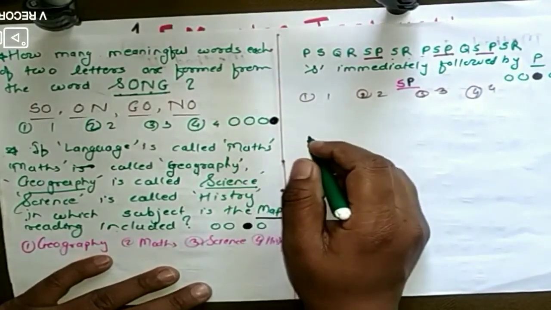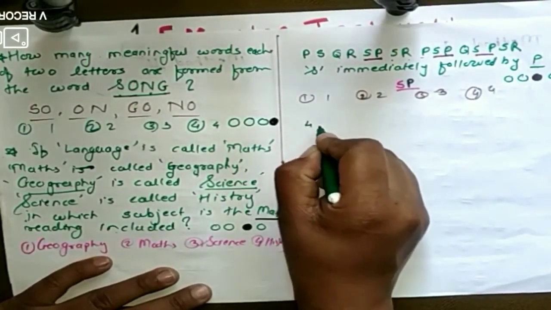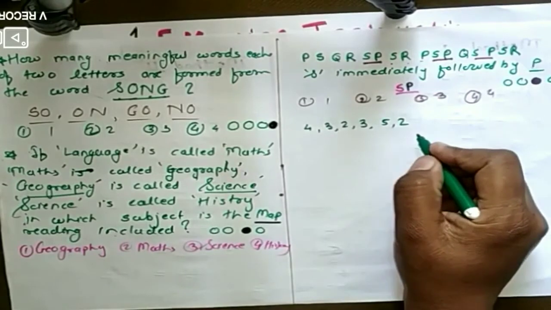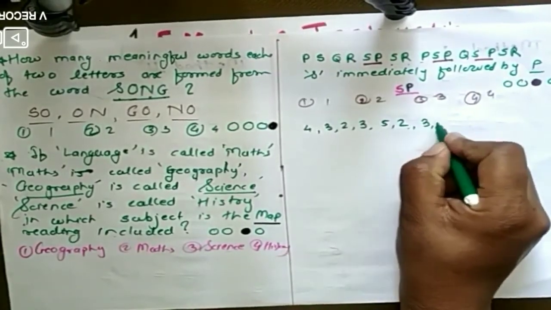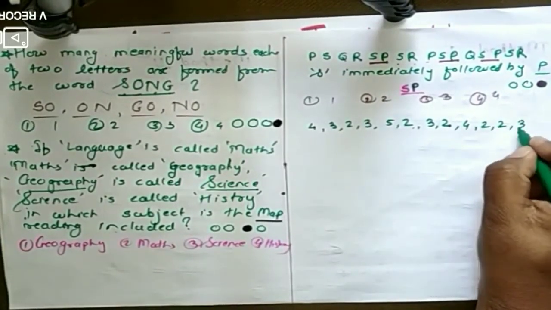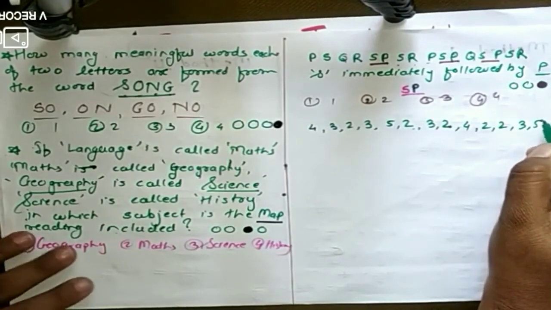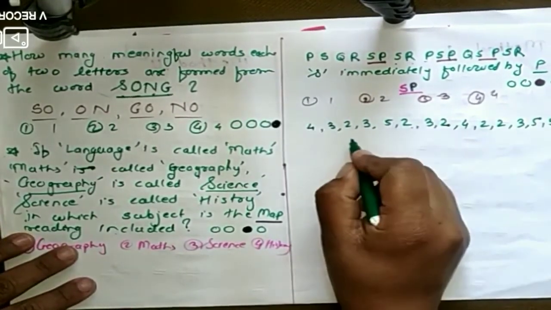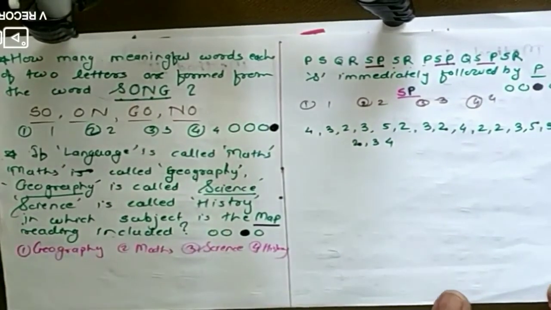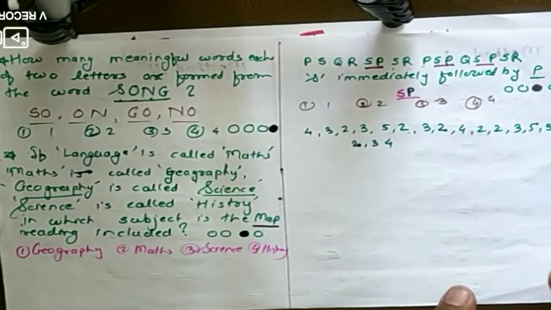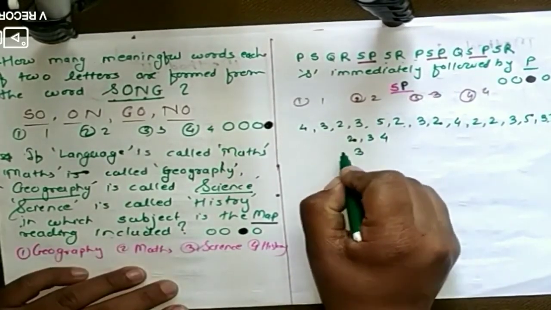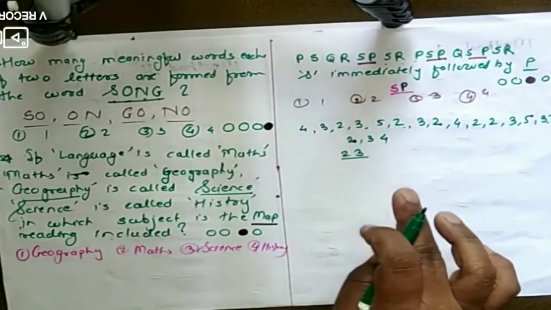Now sometimes they give numbers. I will write the numbers here: 4, 3, 2, 3, 5, 2, 3, 2, 4, 2, 2, 3, 5, 3, 3, 2, 3, 4. So these are the number series they provide us. In this number series, how many times does 3 follow 2? 3 follows 2 means 23. We have to find 23 inside it.